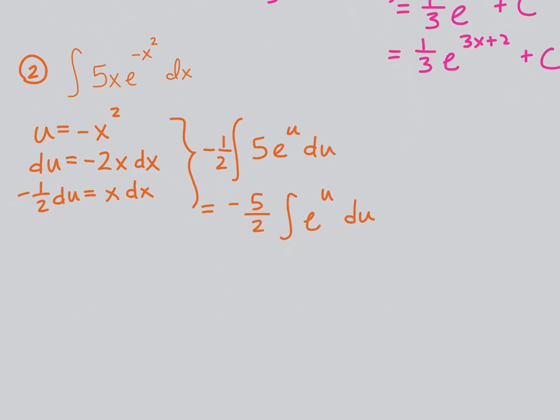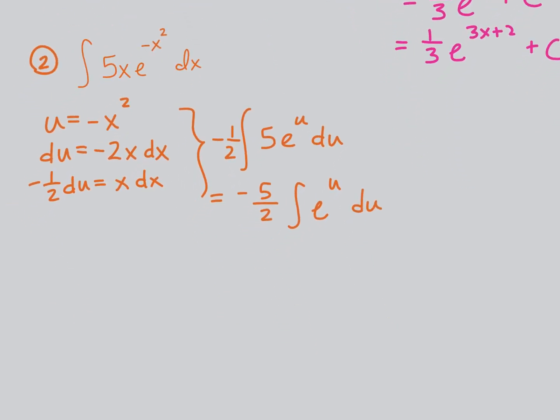Then, at this point, we can integrate. Well, the integral of e to the u du is going to be e to the u plus c. So we'll have negative 5/2 e to the u plus c. Then we'll back substitute with what u equals and go back to our original variable x. So we'll have negative 5/2 e to the negative x squared plus c.